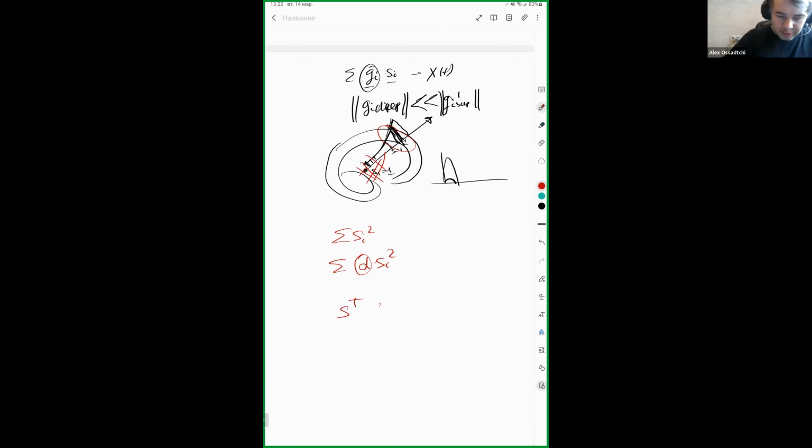It's S^T CS^-1 S, right? If CS is diagonal, then this is basically the sum of S_i squared times these diagonal elements CS_i, for i equal 1 to N, and those are your alphas, okay?